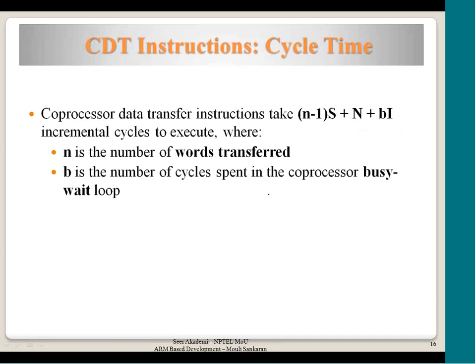okay. So if there is a busy cycle, then it will have not that many internal cycles, and then one non-sequential cycle followed by n minus 1. So that many words are transacted, okay.